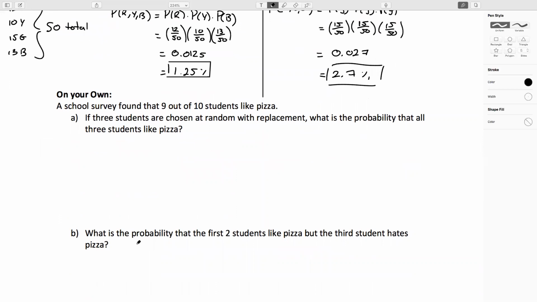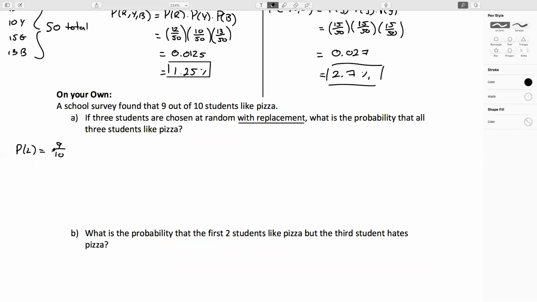All right, let's try some more of these. A school survey found that 9 out of 10 students like pizza. If 3 students are chosen at random with replacement, this is all independent stuff. What is the probability that all 3 students like pizza? Okay, so if 9 out of 10 like pizza, that means the probability of liking pizza is going to be 9 over 10, which is 90%.